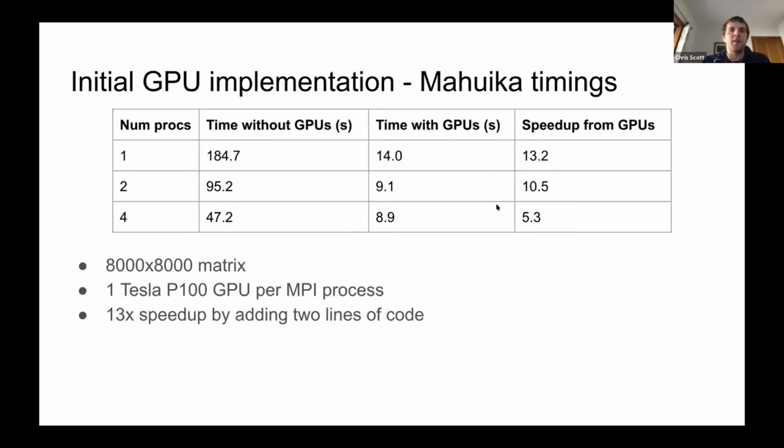All these timings were done on Maharaka, which is one of NeSI's supercomputers, and we have these Tesla P100 GPUs, which are a few years old now, but they were really good when they were new. So they're kind of top of the range a few years ago. The other thing we can see is that if you look at the timings without the GPUs, when you double the number of CPUs, you're pretty much halving the time. So it scales really well, this algorithm. You don't get quite as good scaling with the GPUs, probably because for the 8,000 by 8,000 matrix, there isn't enough work to make it scale up really well. But you still do get a really good boost from having the GPUs there.